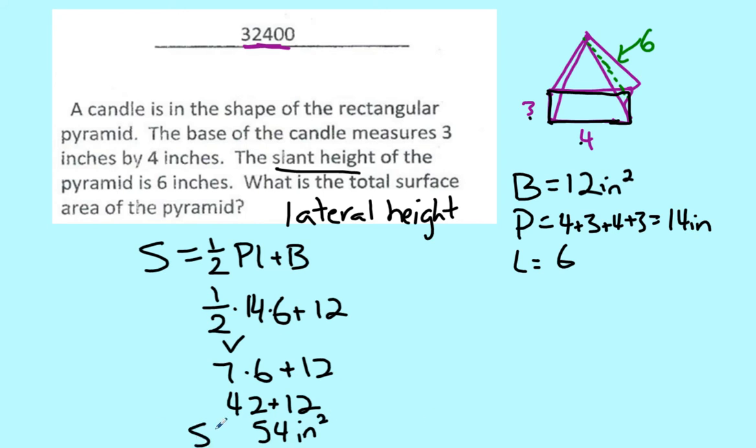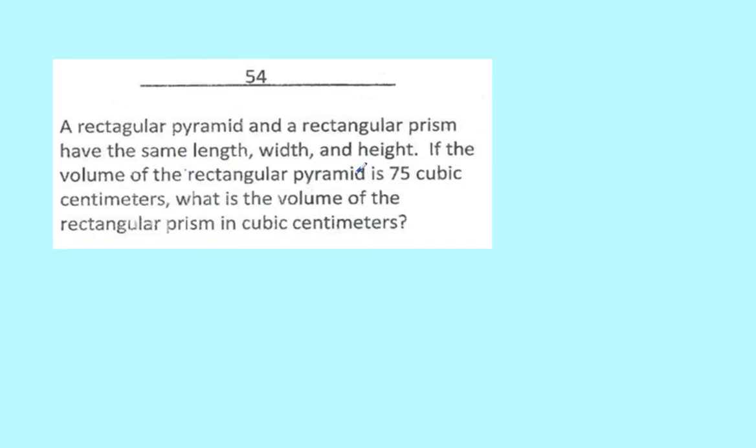That's our surface area. So then you would look for that on another card, which is, oh, look at that. It's right here. Alright, this one, I like this question. It's not too difficult, but it's different. So a rectangular pyramid and a rectangular prism have the same length, width, and height. The volume of the rectangular pyramid is 75 cubic centimeters. What is the volume of the prism?